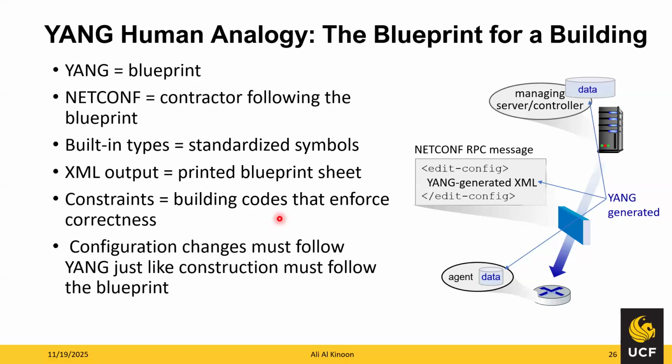So constraints in Yang specifically are going to be like safety rules and codes that are going to reduce the errors. So in the idea of buildings or the contractors or blueprints, those are going to be codes to ensure that structures are safe and do not violate regulations. Configuration changes is to modify the blueprint correctly, or when a contractor needs to update a room, they must follow the structure that is there.